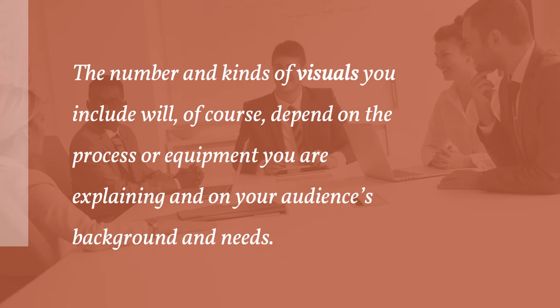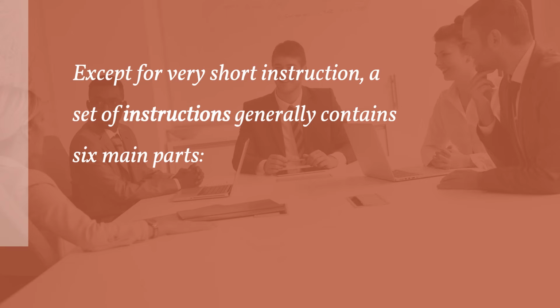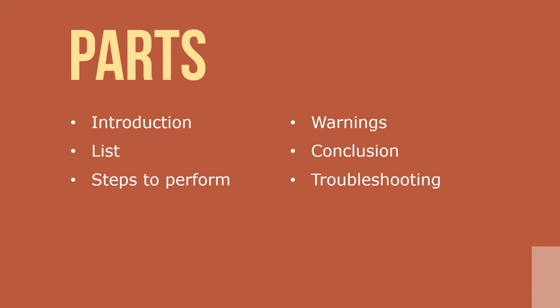The number and kinds of visuals you include will, of course, depend on the process or equipment you're explaining and your audience background and needs. Some instructions may require only one or two visuals. Except for very short instructions, a set of instructions generally contains six main parts. Let's take a look. These parts include an introduction, a list, steps to perform, warnings, conclusion, and troubleshooting.